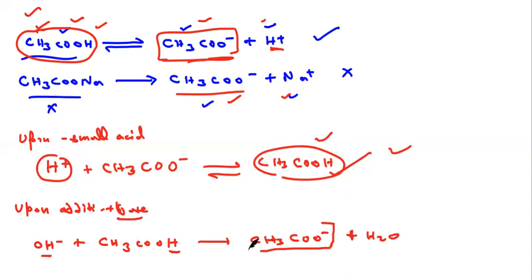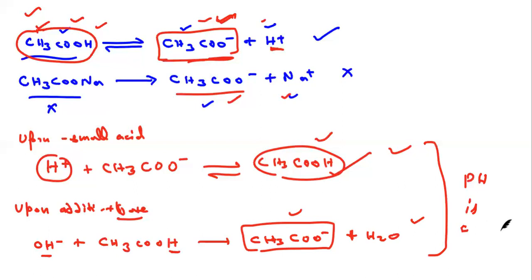So it is already there in the solution, yes or no? Yes. So if it is already there in the solution, is there any new thing getting formed here? No. If there is no new thing, will the pH change or not? The pH won't change. So the pH is constant, right? So that is the working of a buffer solution, yes or no?